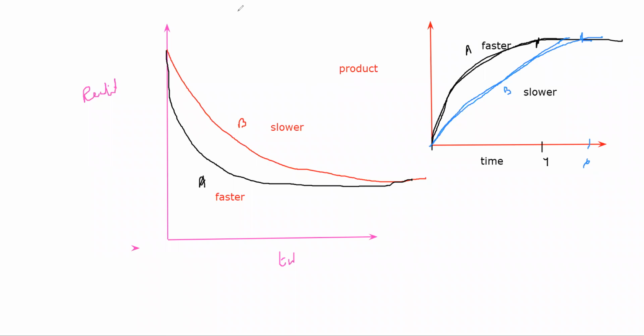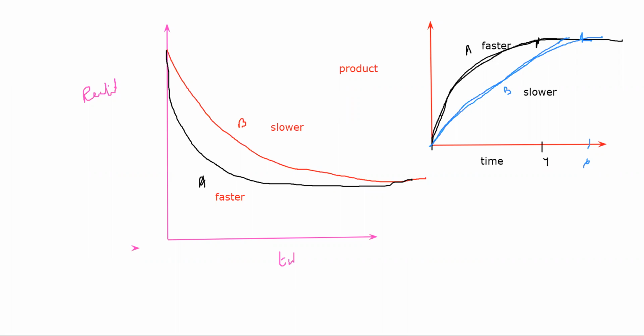So keep in mind, when it is amount of reactant against time, the one which is below is faster. But when it is amount of product against time, the one which is above is faster, which shows that the product formed in a short time and the reaction stopped. This is the point where the reaction stopped.